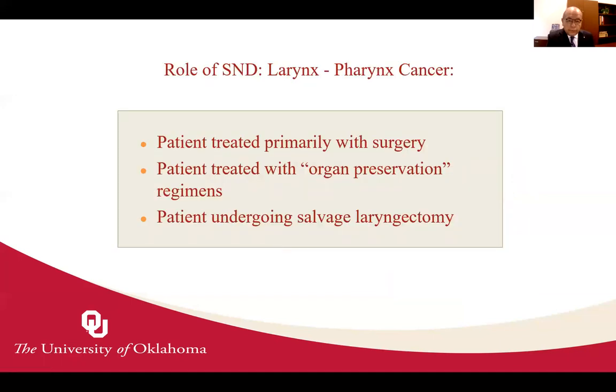The role of this selective neck dissection in the management of cancer of the larynx and pharynx is threefold. It's used with patients treated primarily with surgery. It's used when patients are treated with organ preservation regimens. And third, it's used in patients undergoing salvage laryngectomy.